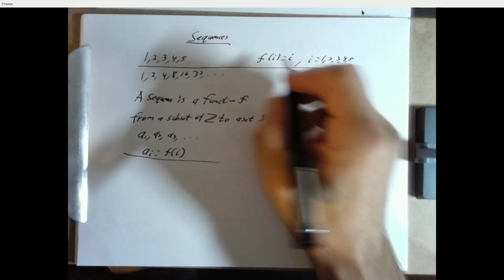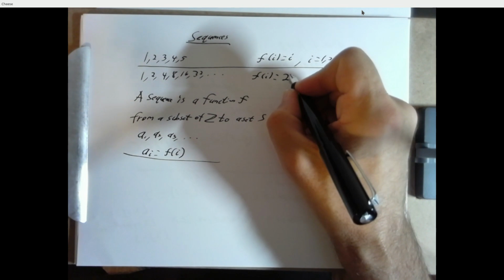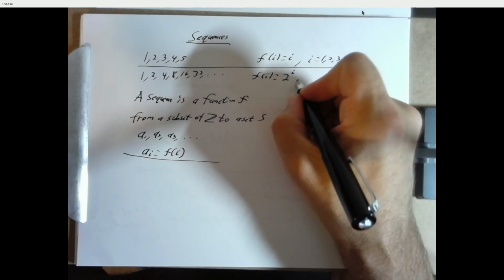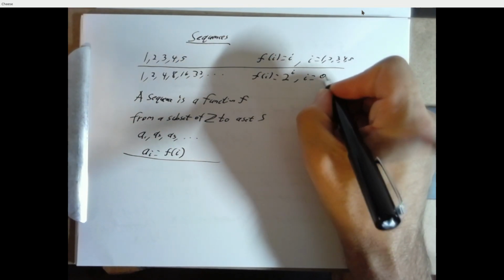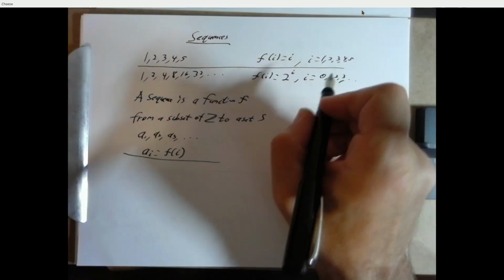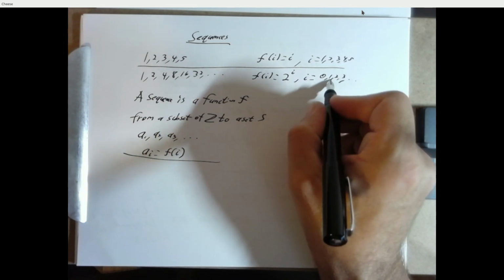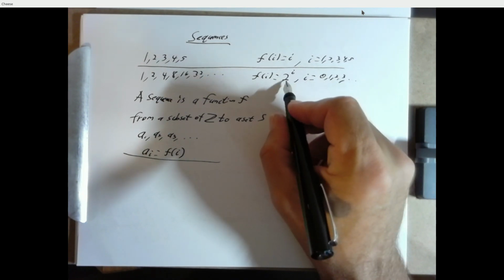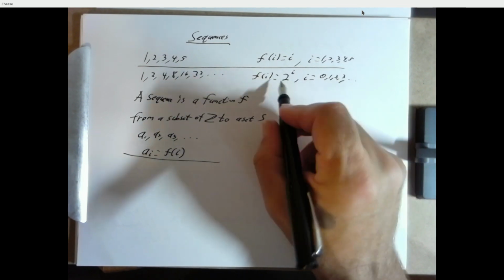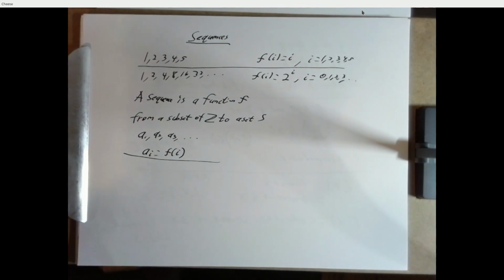This second case down here, we could say something like f of i equals 2 to the i. And in this case, I'm going to let i equal 0, 1, 2, 3, and so on. So the element 0 maps to 2 to the 0, which is 1. The element 1 maps to 2 to the 1, which is 2. The element 2 maps to 2 squared, which is 4. 3 maps to 2 cubed, and so on.